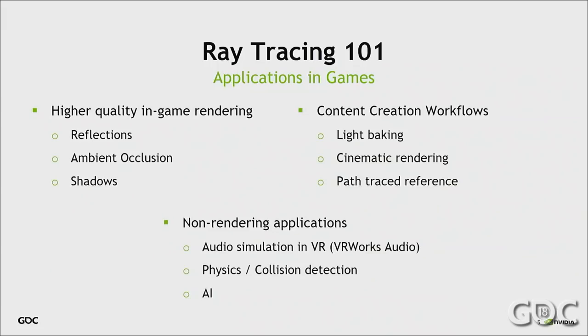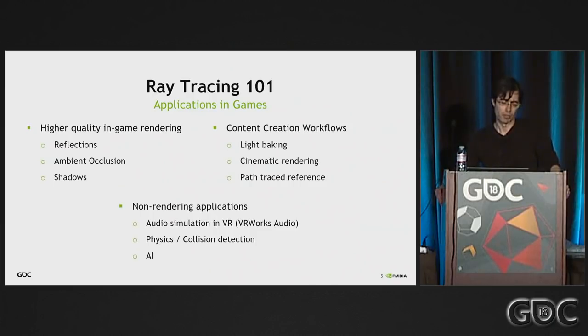With this primitive, there are many applications in games, and we've been working on some of these at NVIDIA. Some of them are useful to increase the quality of in-game rendering in real time, such as for effects like reflections, ambient occlusion, or shadows. Other applications are more well-suited to improve content creation workflows, like light baking, or rendering full quality cinematics with film quality, or generating reference quality path trace images that you can use as a guideline for other techniques.